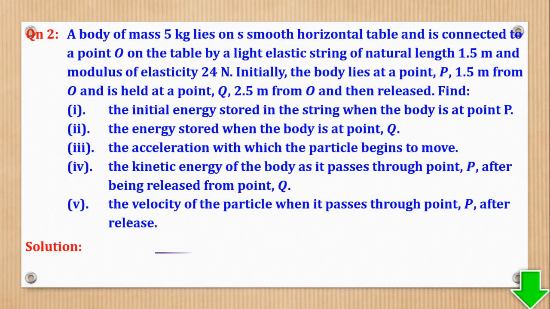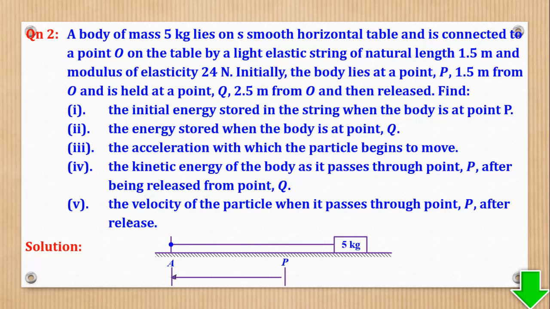Okay, so first we need to make a sketch. Horizontal surface, then fixed point, and the particle being stretched. So there are 3 points. There's point A, there is point P, which is the original length, and then point Q, which is the extended length. So now here they told us the stretch length is 2.5 and original length is 1.5, meaning extension will be got by subtraction. Then there is tension in the string and also acceleration when released.